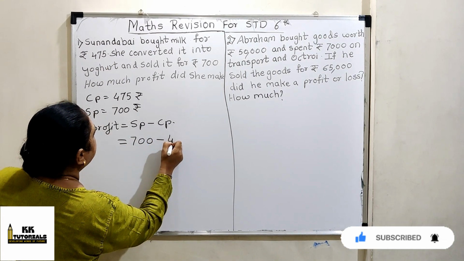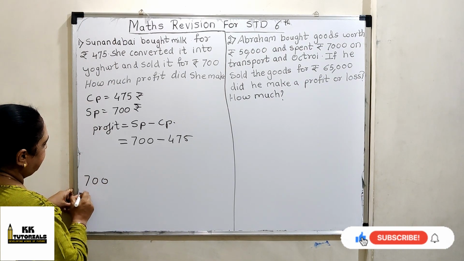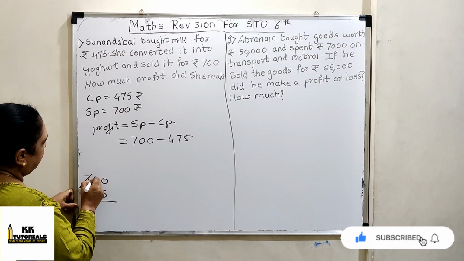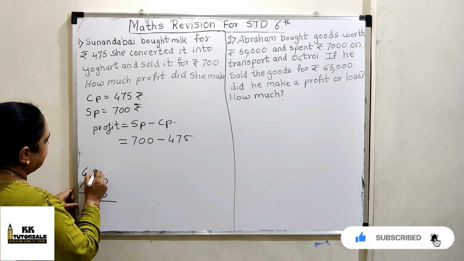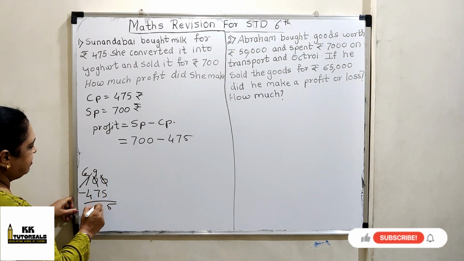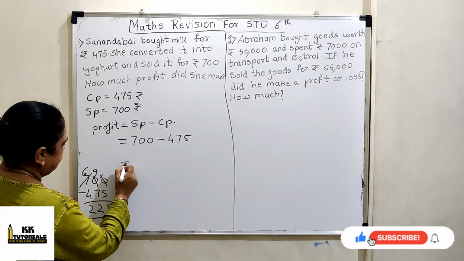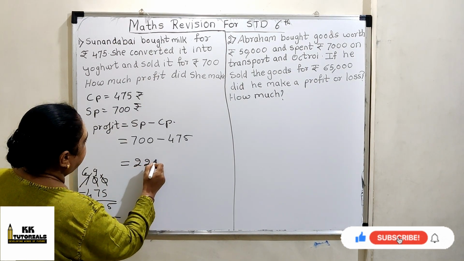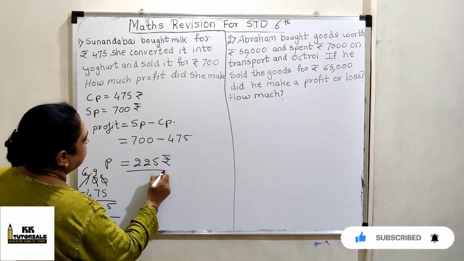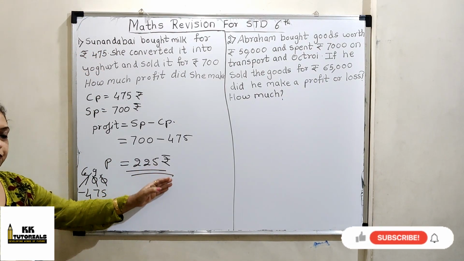700 minus 475. You can do it in a rough column. 700 minus 475. Okay? 1. Here it will come 6. 10 minus 5 is 5. 9 minus 7 is 2. And 6 minus 4 is 2. That means 225 rupees profit. Okay? Sunanda Bai made a profit of 225 rupees.